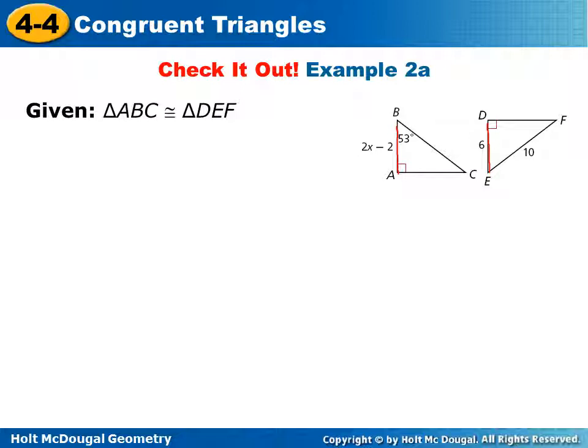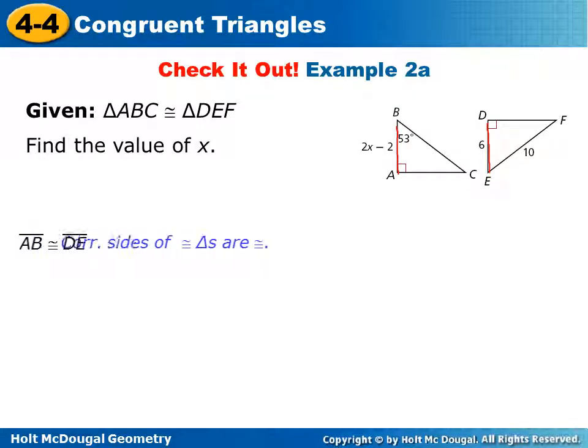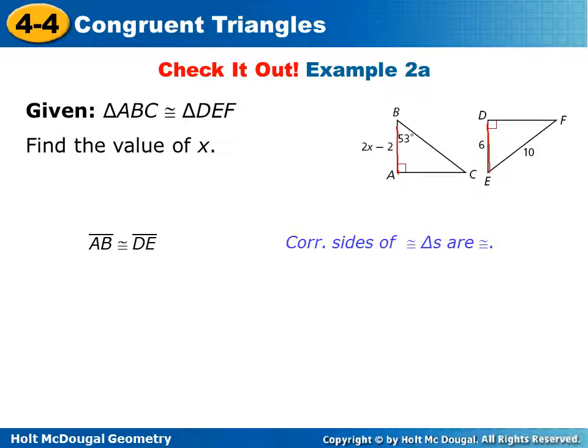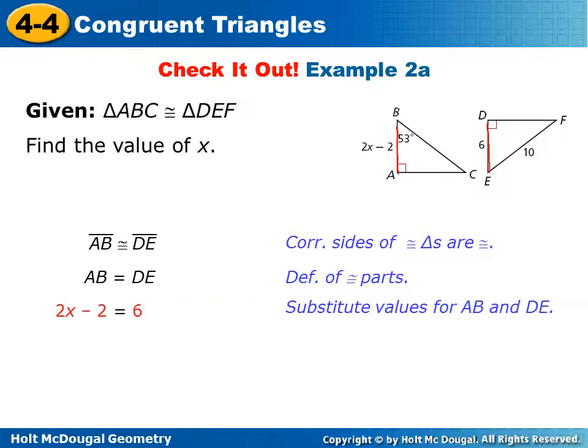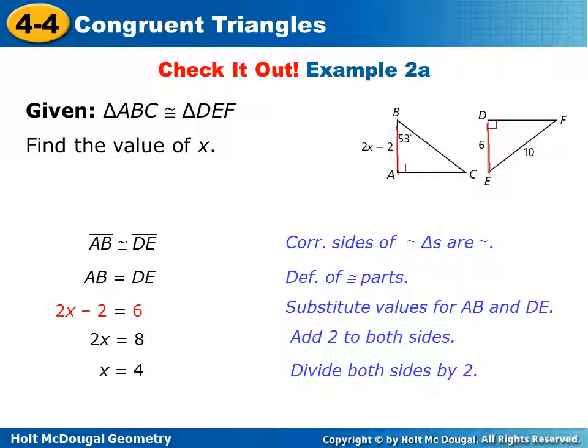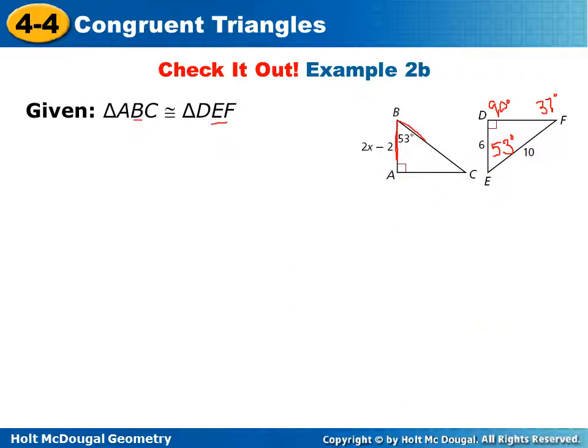Here we have another example where we have triangle ABC congruent to DEF, and we want to find the value of x. Looking at our lines, we see that AB is congruent to DE, those two red lines that I've highlighted. So the measure of AB is equal to the measure of DE. Substituting the values, we get 2x minus 2 equals 6. Add 2 to both sides, and divide by 2 to find that x is equal to 4.